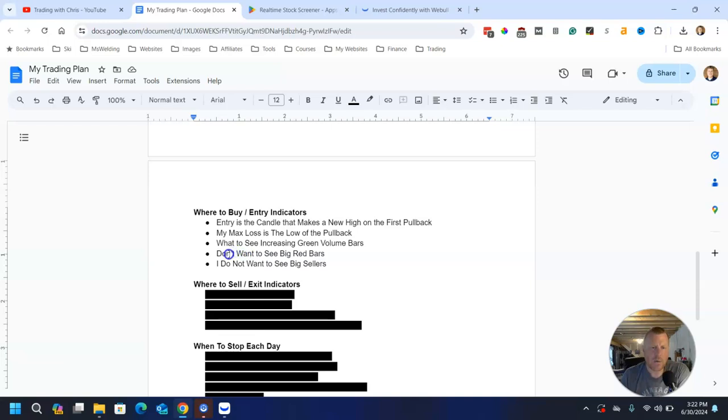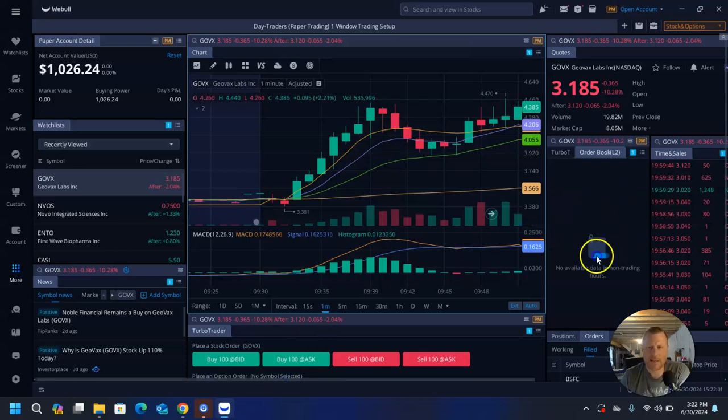So I don't want to see big red bars. I just said that. And I don't want to see big sellers on the level 2. The level 2 is basically this right here. You can't see anything right now, but the level 2 will show you the depth of the market and where people are with their orders. Let's say I see a real big seller at, in this case, maybe $3. If he's selling a bunch of shares, guess what? It's probably going to reject, and we might see a big flush right there. So I don't want to get in at $3. I want to hold off.